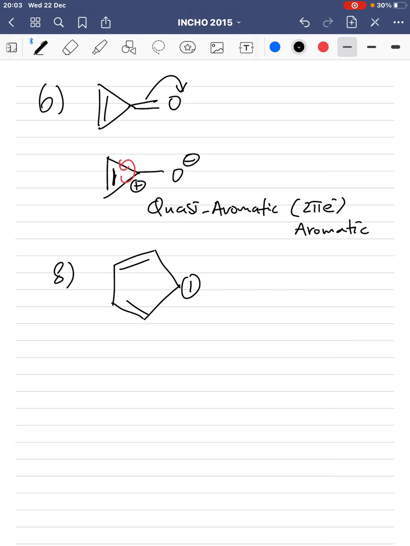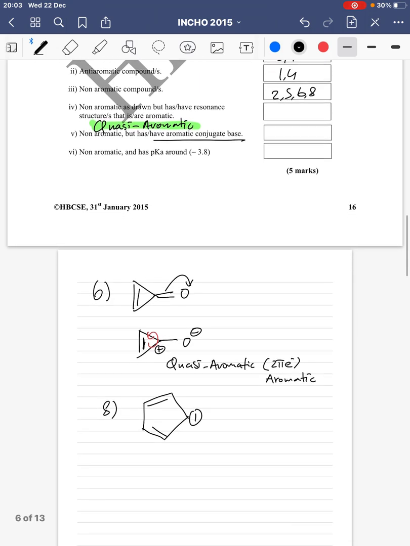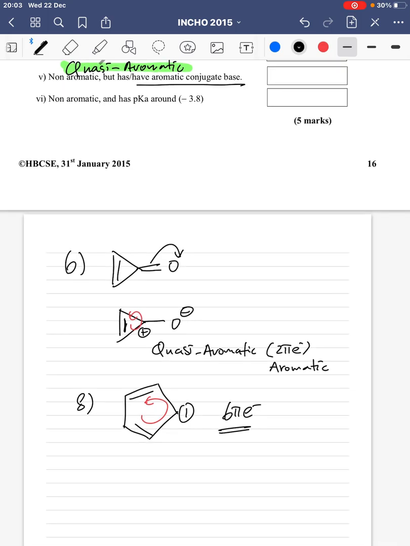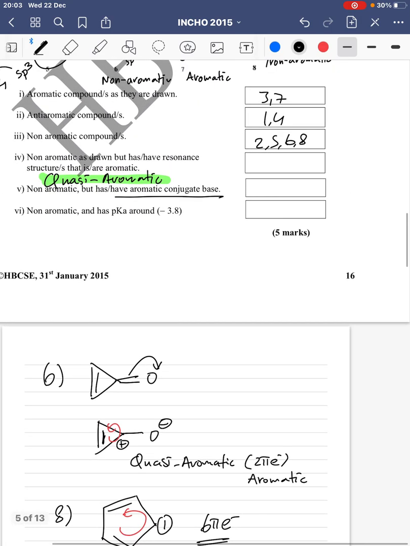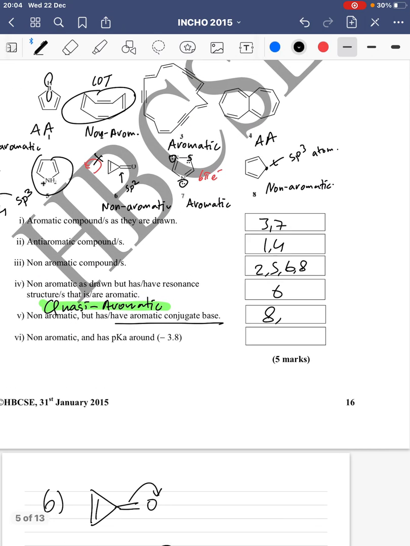Well, actually, okay, it doesn't form any structures, but it is part of question 5 because it can form the conjugate base by releasing the H and forming a negative charge, and thus it will have a current of 6 pi electrons, and hence it will be an aromatic conjugate base. So this will be the answer for the 5th one. So the answer for 4th is 6 and the answer for 5th one is 8.